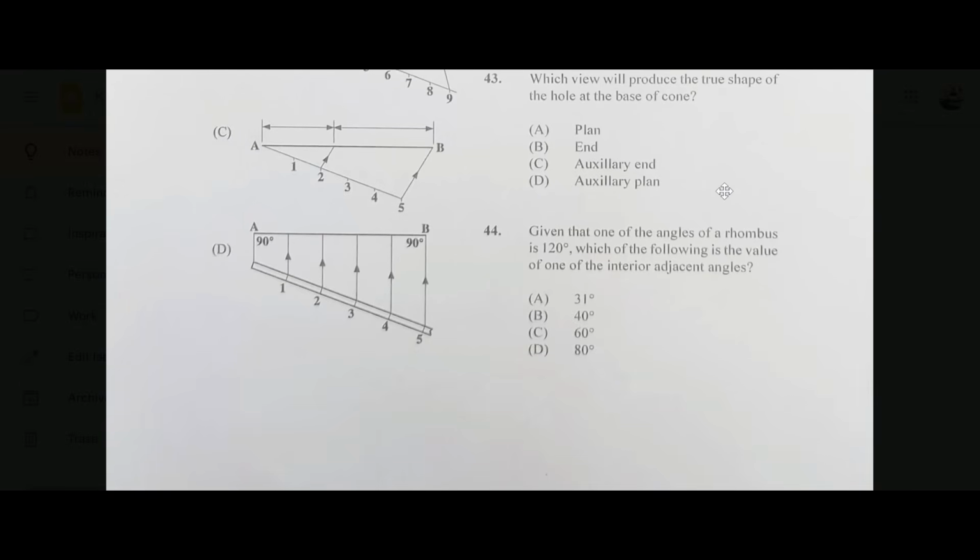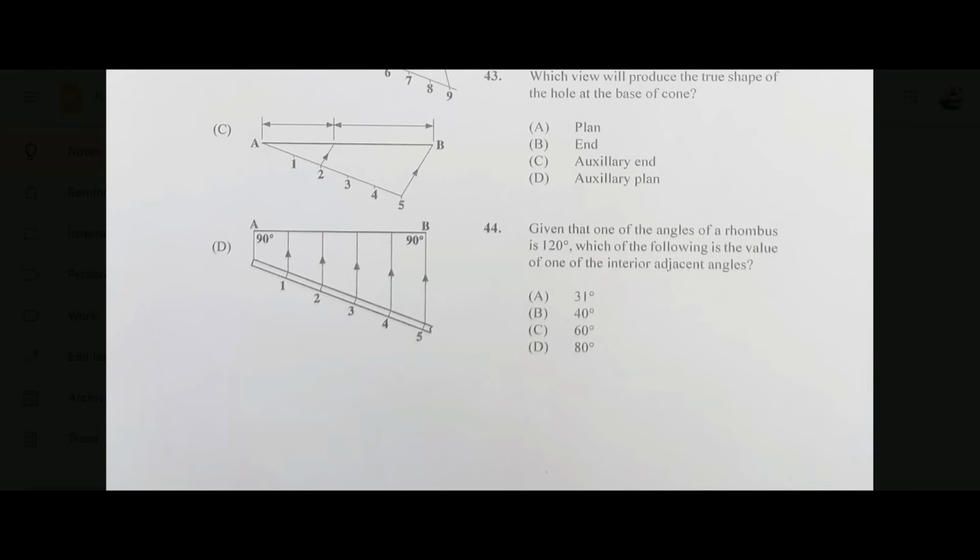Number 44, given that one of the angles of a rhombus is 120 degrees, which of the following is the value of one of the interior adjacent angles? So all the internal angles of any quadrilateral must add up to 360 degrees. And if one of the angles in the rhombus is 120, then the angle adjacent to it must be 60, because when you add 120 and 60, you get 180. So that will be one half of the rhombus, and then the other half will be 180 as well, which will equal 360. So the answer is C, 60.